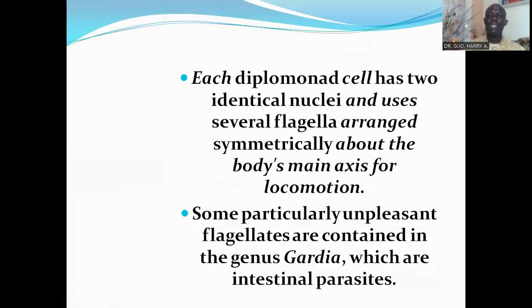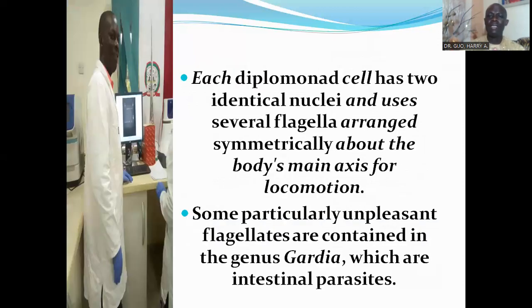Each diplomonad cell has two identical nuclei and uses several flagella arranged symmetrically about the body's main axis for locomotion. The diplomonads and the parabasalids have more than two flagella, while the euglenoids and the dinoflagellates have just two flagella.